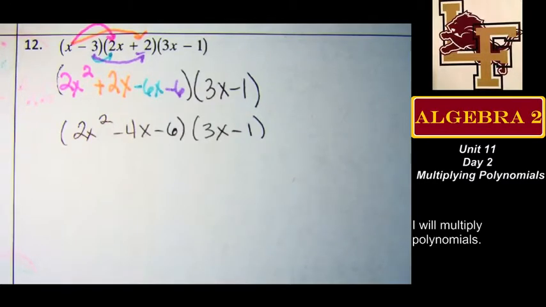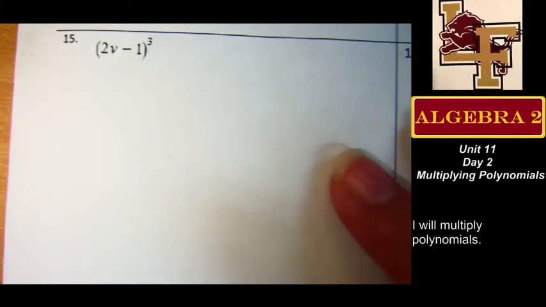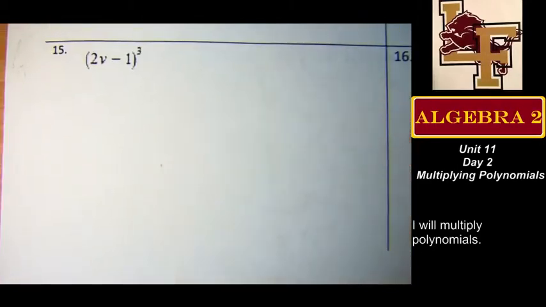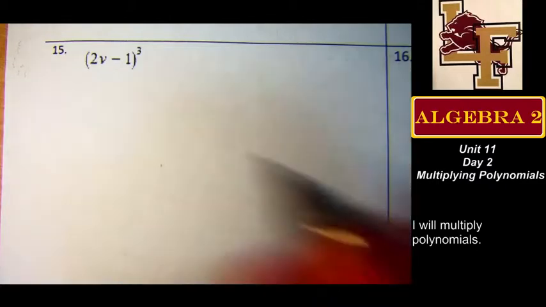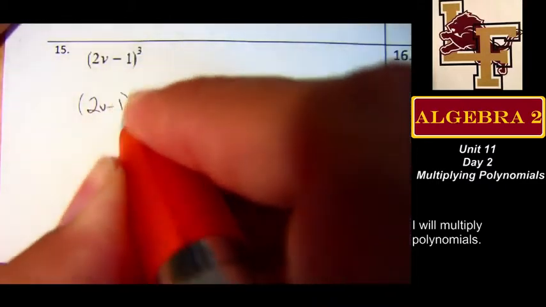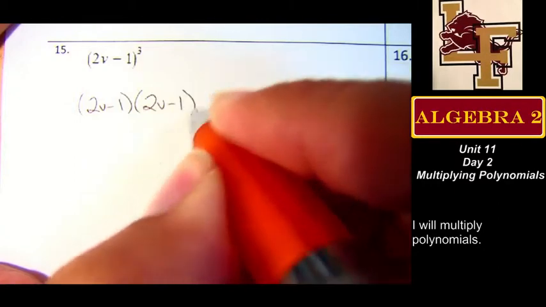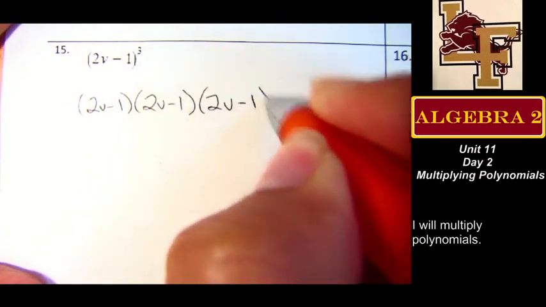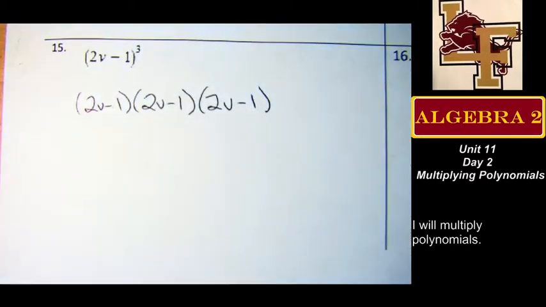Cool, let's look down at number 15. What should I write? 2v minus 1, that entire thing 3 times. Yes. And then now it's going to look exactly like number 12 that we just talked about.